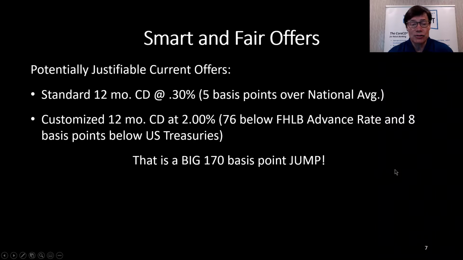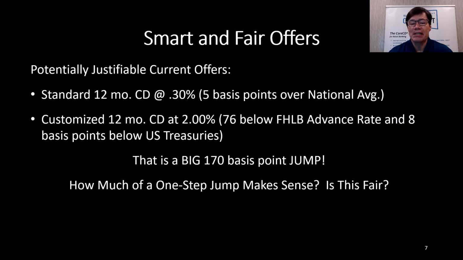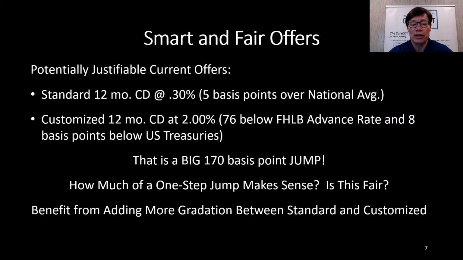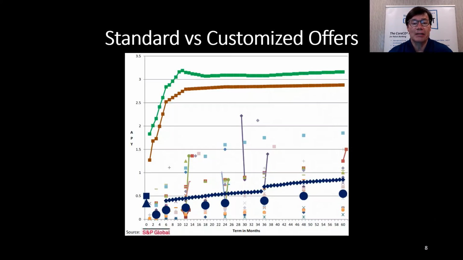Now we can try to negotiate between the cap and our standard rates, but maybe it makes sense to have additional points of negotiation. Maybe more gradation or intervals between standard and customized would make sense. Let's look at this graphically. Here is a chart of current FHLB advance rates in green and US Treasuries in the brownish line there. And then the standard rates in the large dark circles.